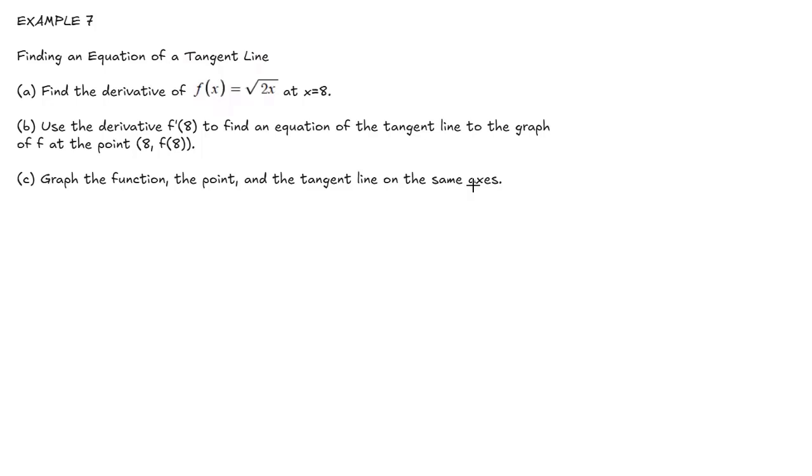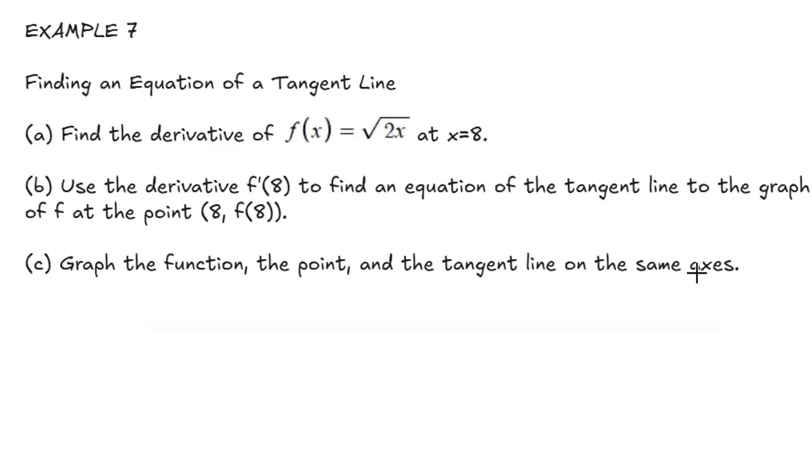Another classic problem that we're going to run into again and again is finding the equation of the tangent line. We're going to do this in 3 steps here. We're going to find the derivative of square root of 2x at x equals 8. We're going to write the equation of the tangent line at that point, and then we're going to put everything on a graph in Desmos.